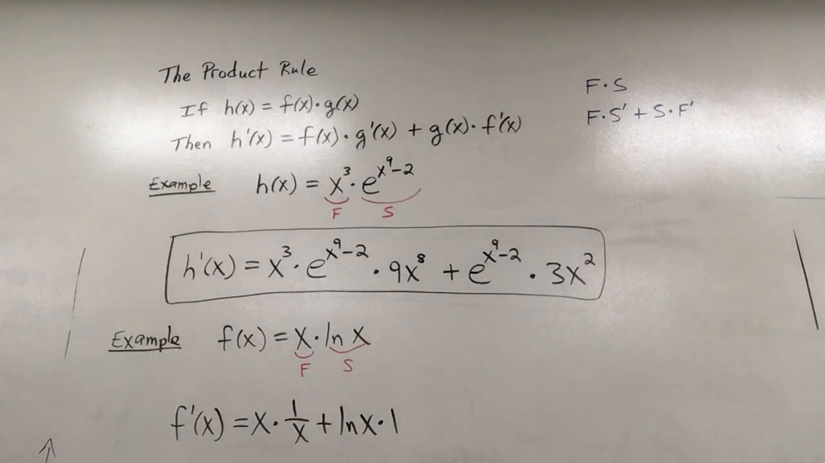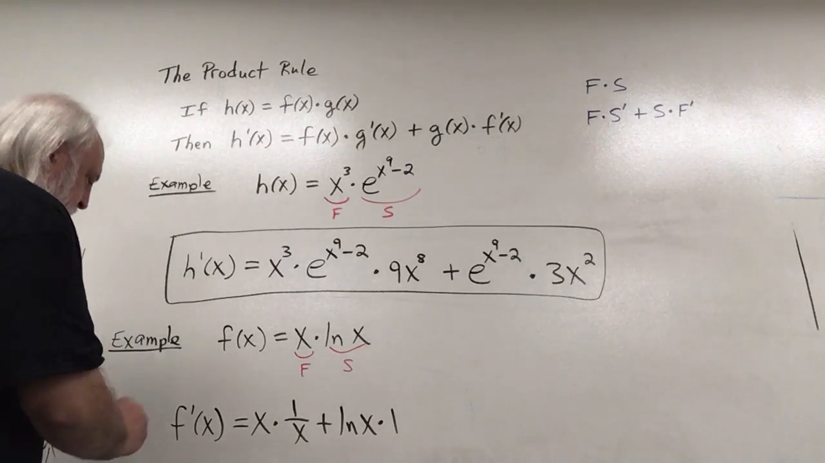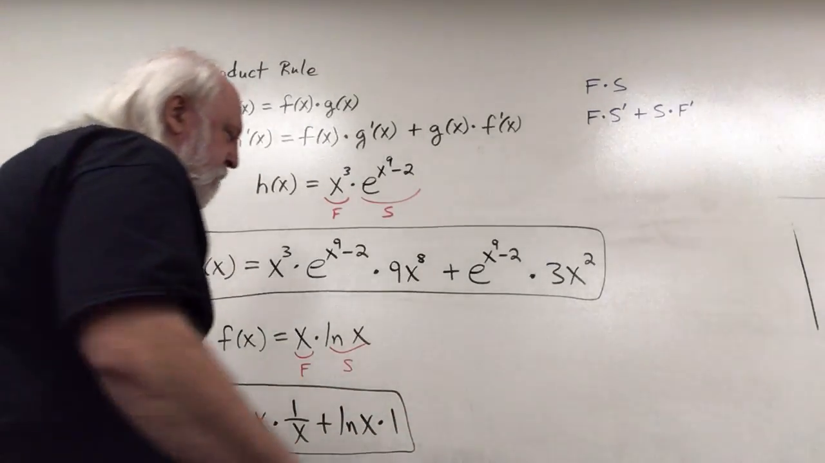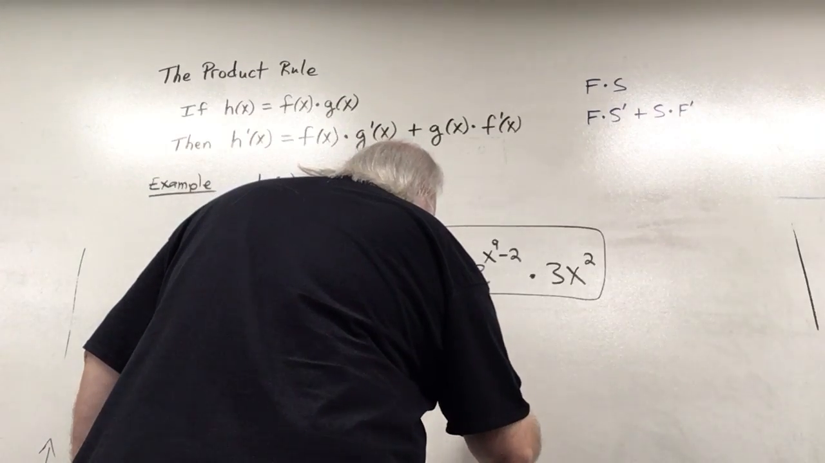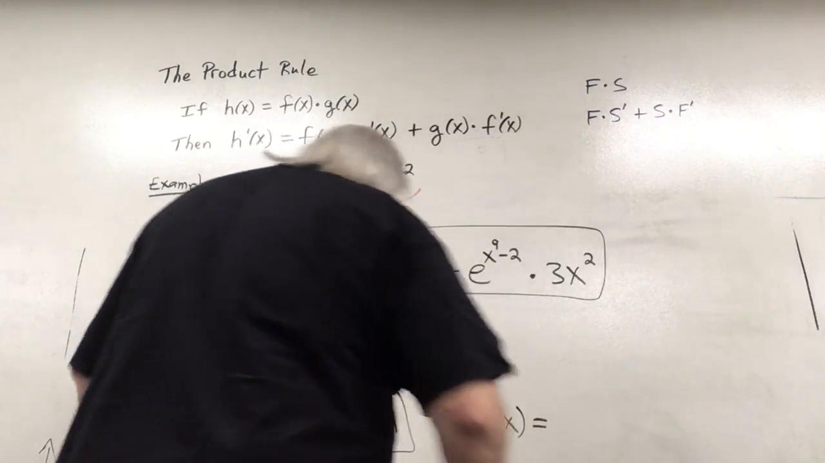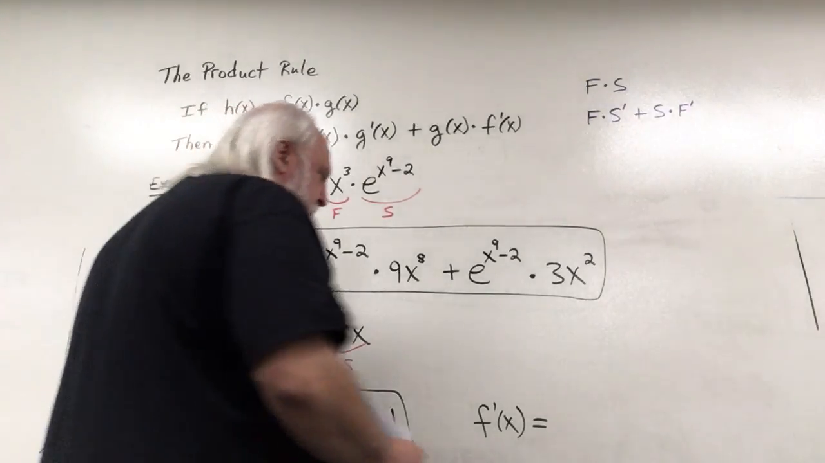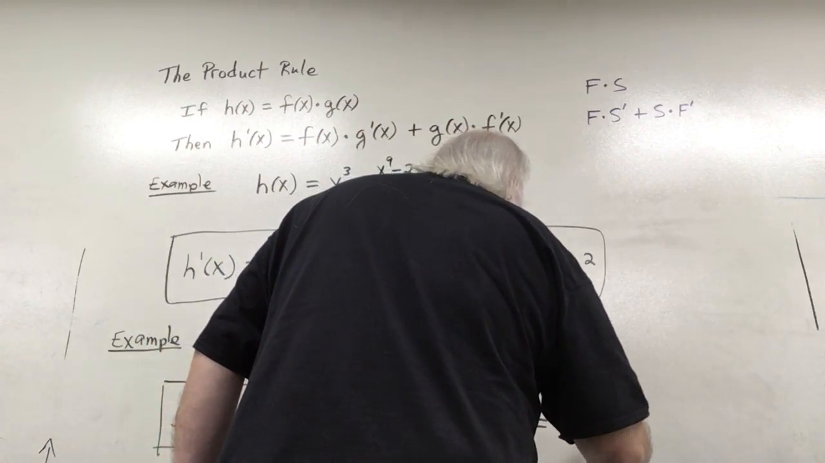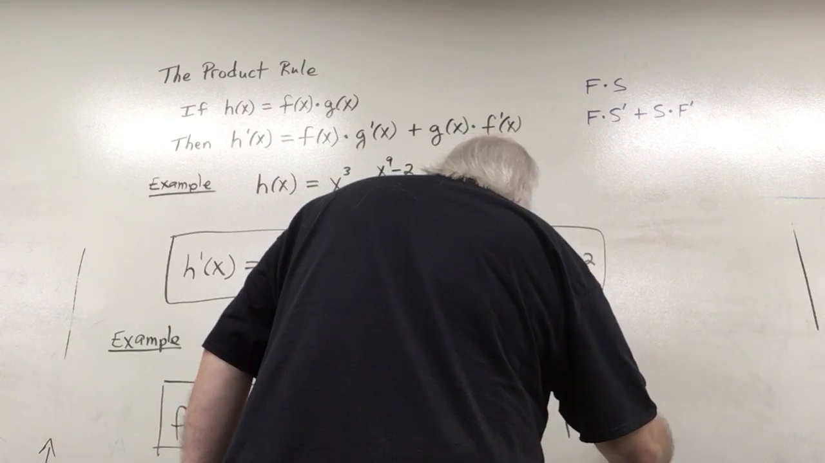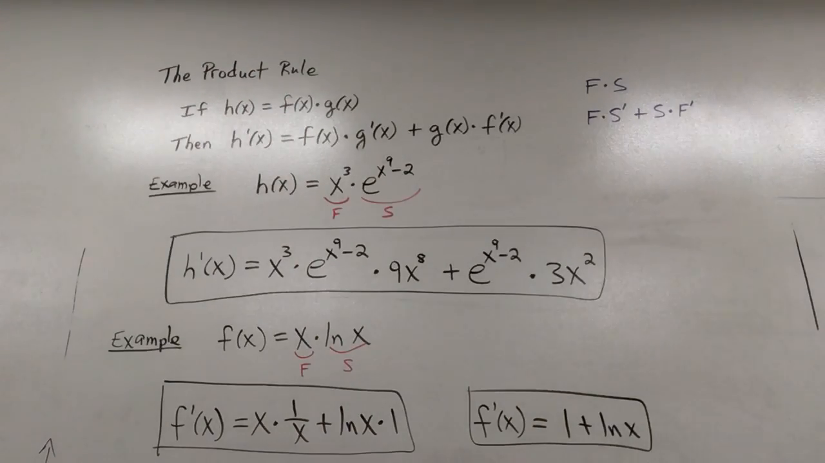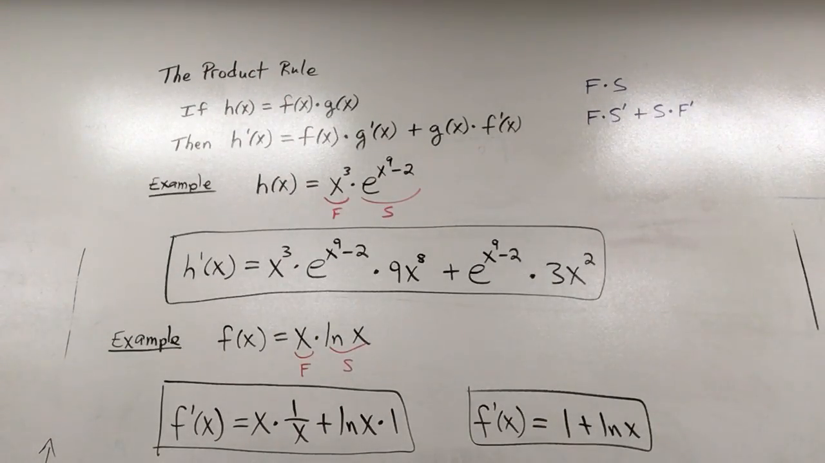So you could stop right there, or you can clean this up a little bit. You can either leave your answer like this, or you can clean it up. If you clean it up, x times 1 over x is just 1, right? The x's cancel. And log x times 1 is just log x. Either would be acceptable on an exam. Okay?